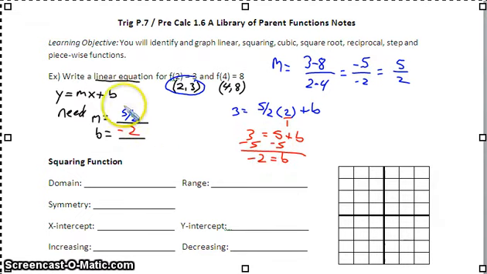So now that you have those two pieces of information, you can write your final answer as just replacing the m and the b in the equation. So y equals 5/2 x, and then your b is minus 2.